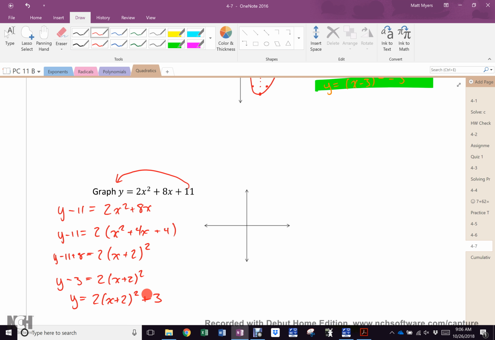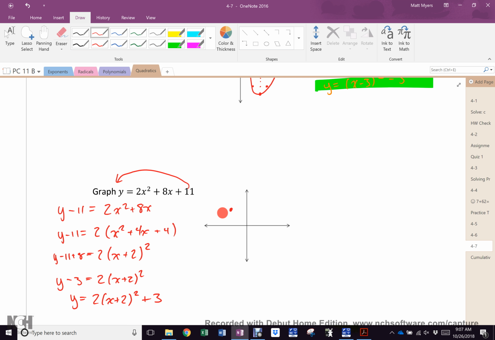Where would it go? Where do I go from here for my vertex? Negative 2, and then up or down? Up. And is this a positive or a negative parabola? Positive, and it's going to be regular, skinny, or wide? Okay, everybody agrees it's not going to be regular. Some people are saying wide, some people are saying skinny.